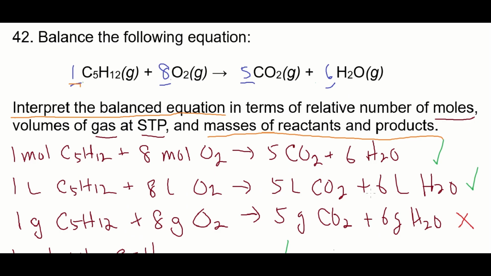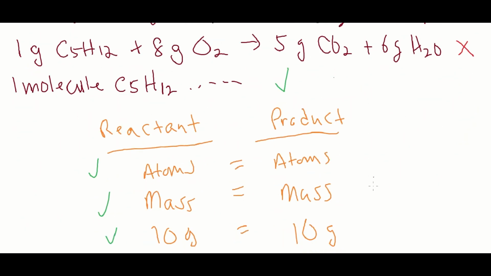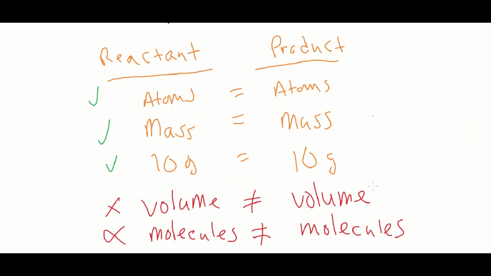So to quickly sum it up, coefficients often represent moles or representative units or volumes if they are gases. Conservation is of mass, and in the simplest case, it's the number of atoms that make up the mass.